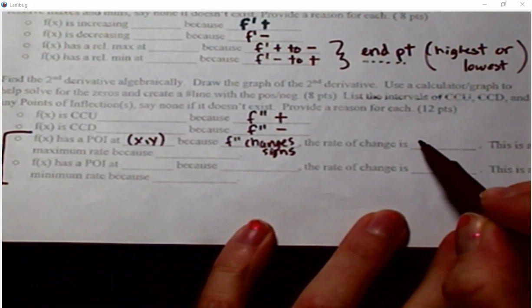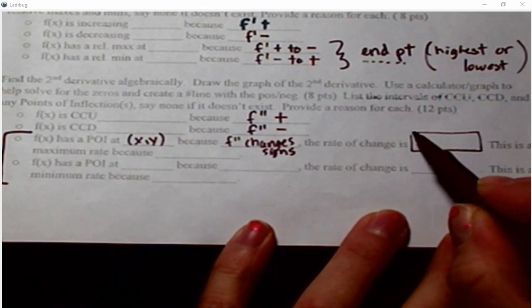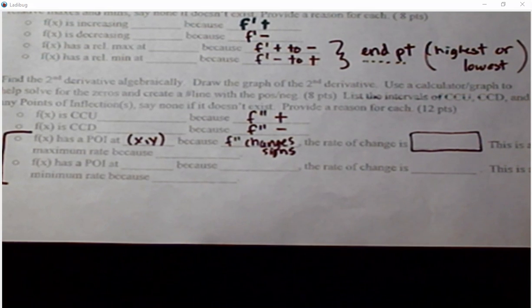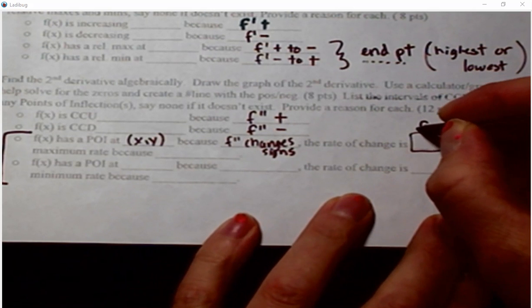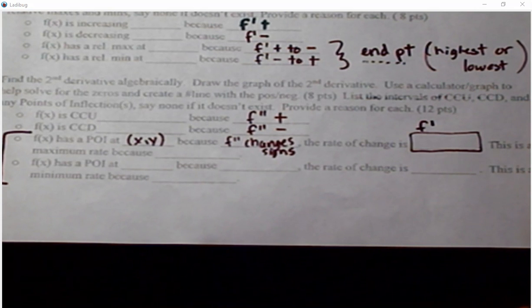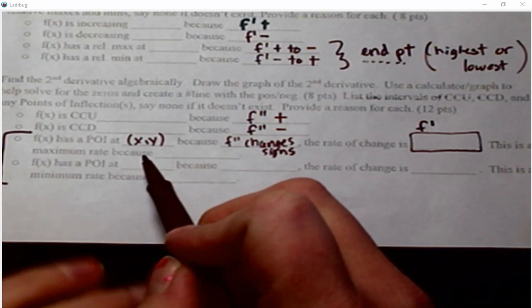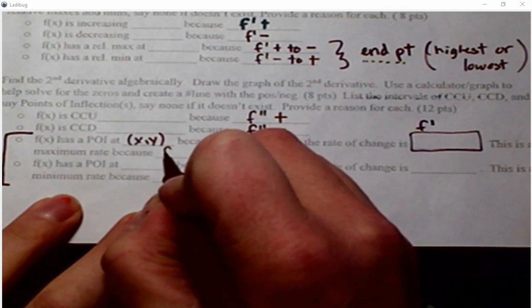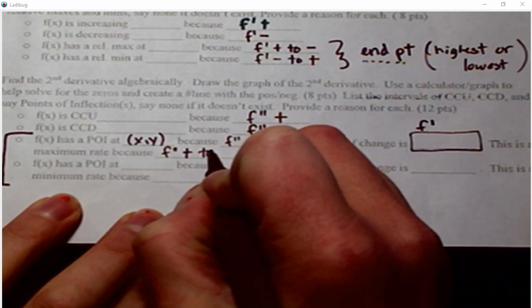The rate of change, this number has to come from f prime. It's the rate. This is f prime. I'm going to show you how to get the number with the actual example. This is a maximum rate. Look at the first column up there. If you have a maximum on the first derivative, it's a high point. So it's a maximum because f double prime goes positive to negative.